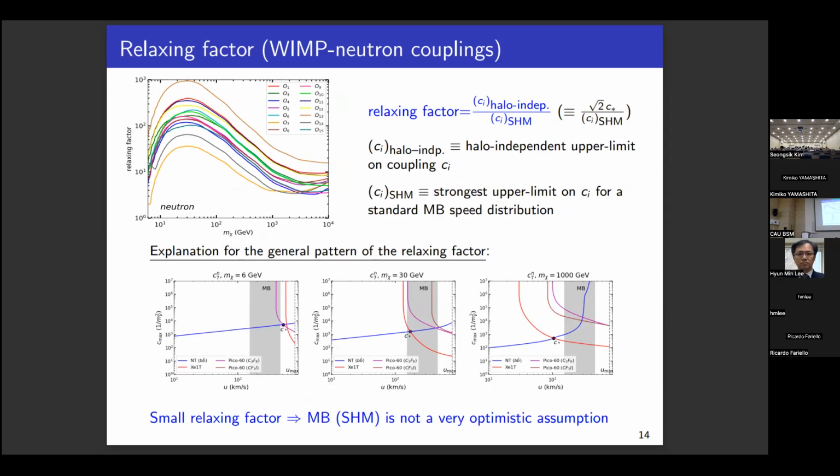Now, this figure shows the pattern of the relaxing factor as a function of WIMP mass for different non-relativistic operators, assuming WIMP-neutron coupling. As you can see, all these operators show some general pattern, that is a moderate relaxing factor in the low and the high WIMP mass region, and in the intermediate mass region, it is relatively larger. I will briefly explain this general pattern.